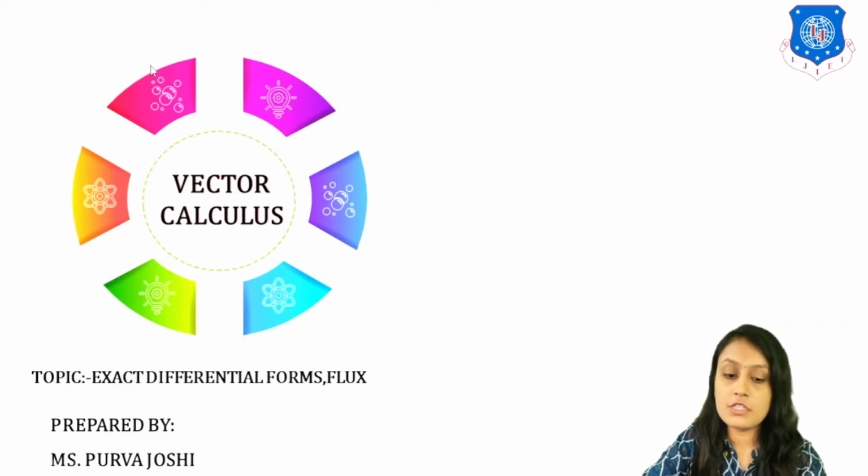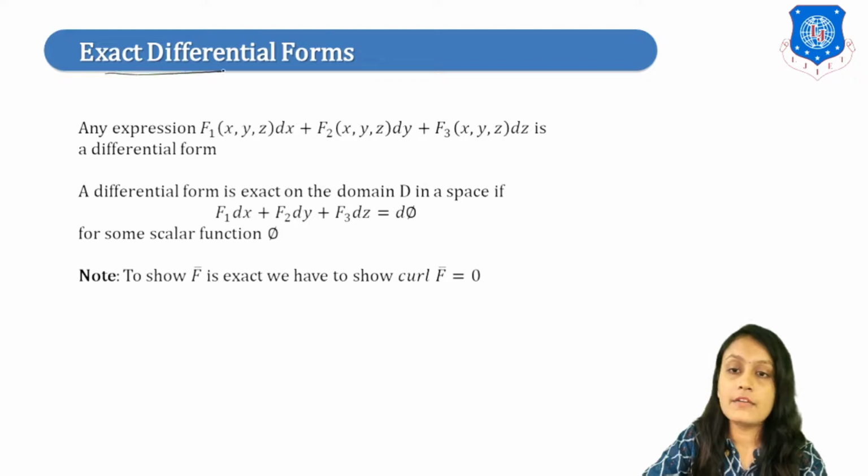So let's begin with the first topic, that is exact differential form. Any expression of the form f1 dx plus f2 dy plus f3 dz is a differential form. A differential form is exact in a space if f1 dx plus f2 dy plus f3 dz is equal to d phi for some scalar function phi. So if there exists phi such that f1 dx plus f2 dy plus f3 dz is equal to d phi, then we can say that the differential form is exact.